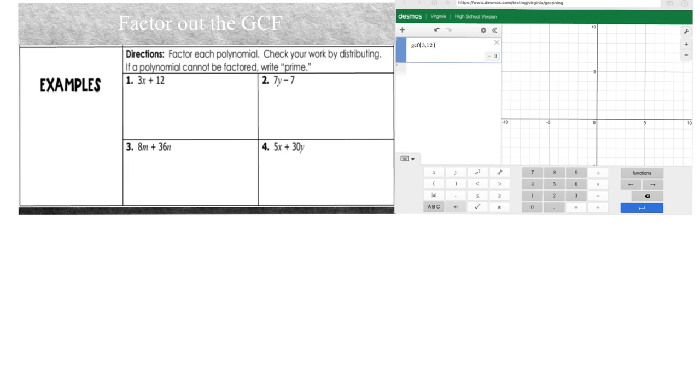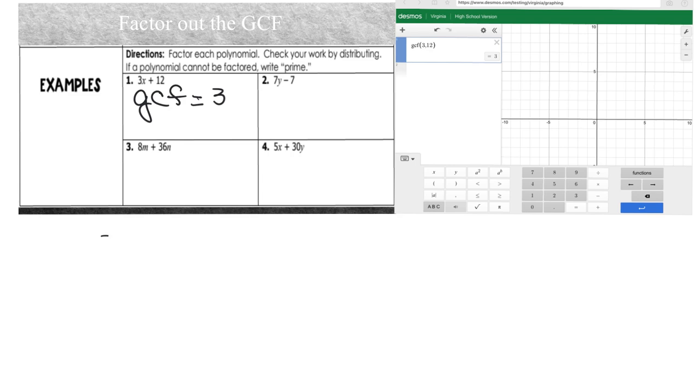So what I did on problem number 1, I took the two numbers, the coefficients, and I typed it into Desmos as the GCF parentheses 3, 12, and it told me that the GCF was 3. All right, so I know in this particular problem that my GCF is equal to 3. Now, what do I do once I find the GCF?